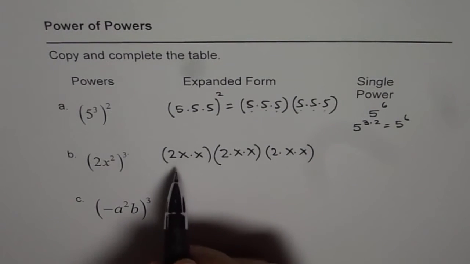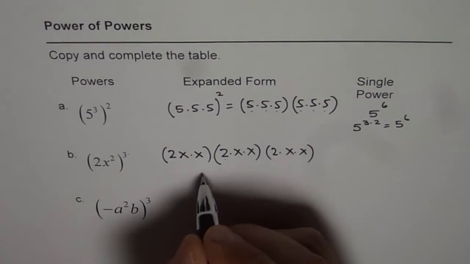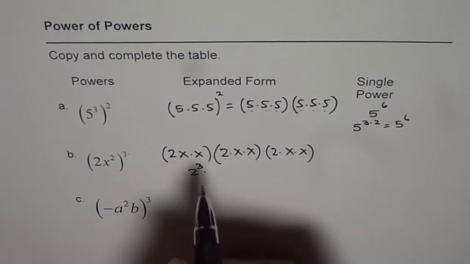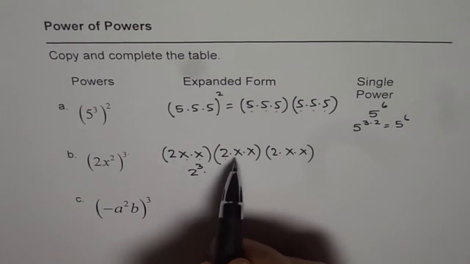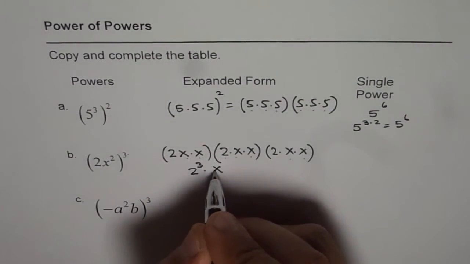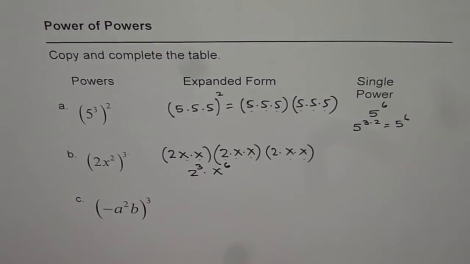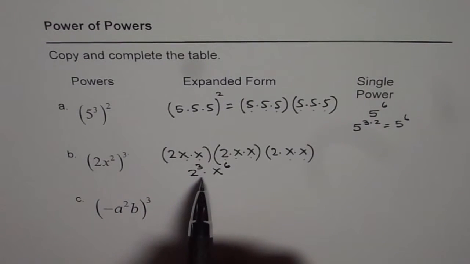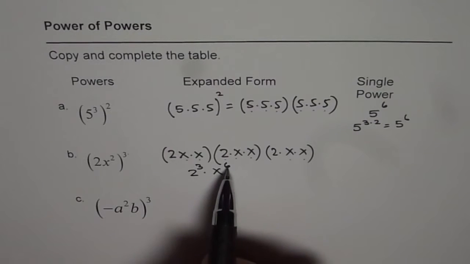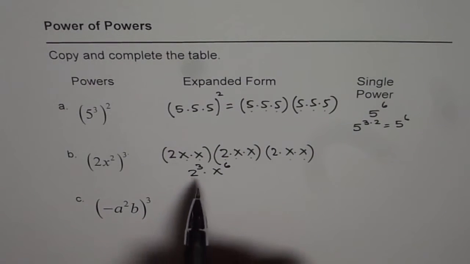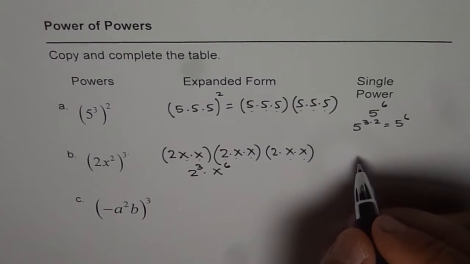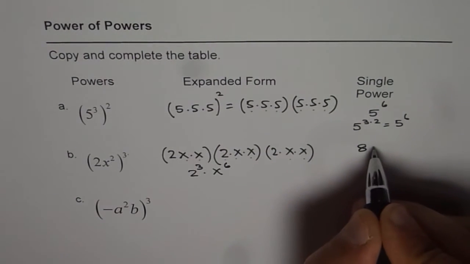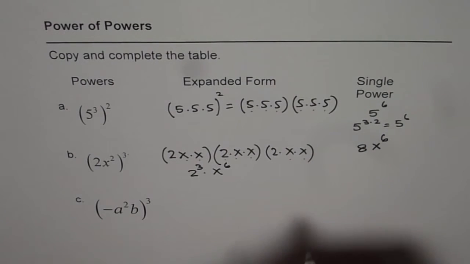Now if you look at it, it is 2 times 2 times 2, which is 2 cubed, right? So it is 2 cubed times x, and x is how many times? 1, 2, 3, 4, 5, 6. x to the power of 6, right? So as a single power, we can write this as 2 cubed and x to the power of 6. Do you see that? 2 cubed is 8. We can also write 8x to the power of 6, right?